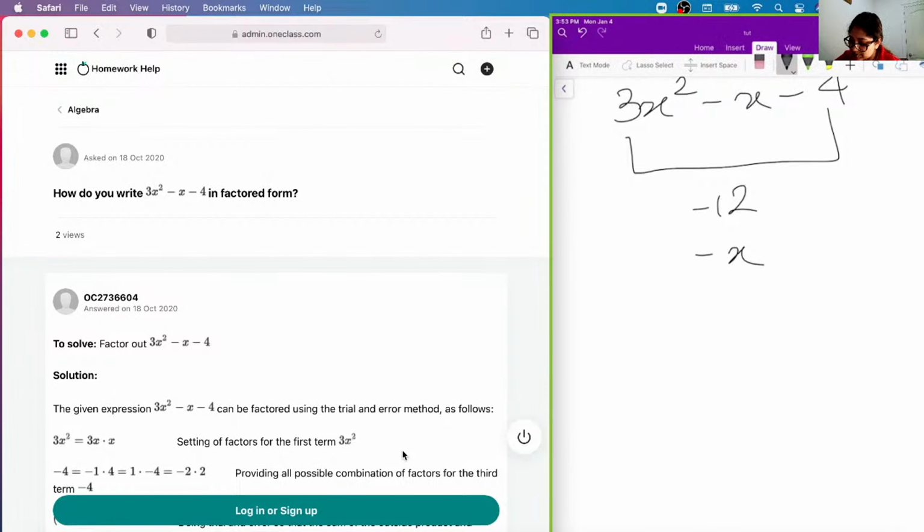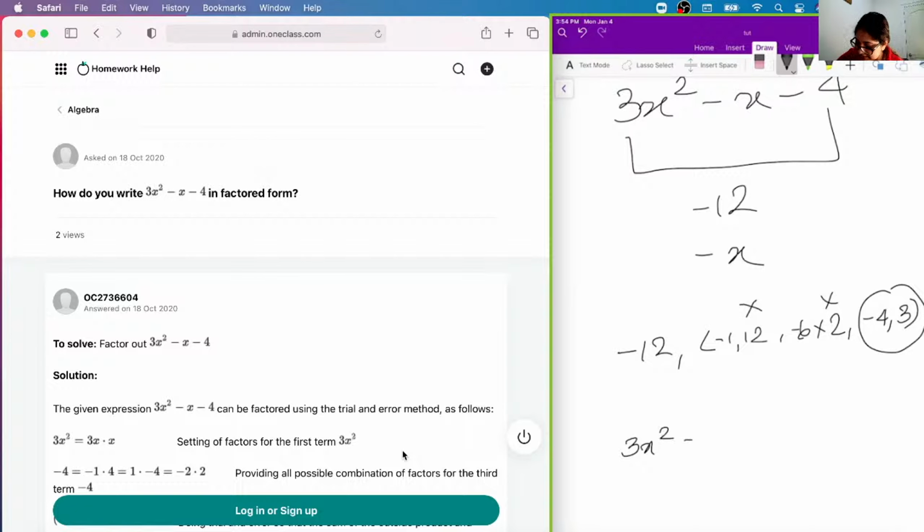Let's first come up with the multiples of negative 12. So you have negative 1 and 12, or negative 12 and 1. You have 6 times 2. You have 4 and 3. That's all basically. So in this case, you can probably imagine that this will not be the case, and this will not be the case either, because it won't give you negative 1 if you add them or subtract them. So in this case, we are left with this pair.